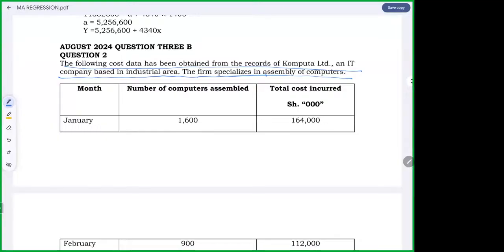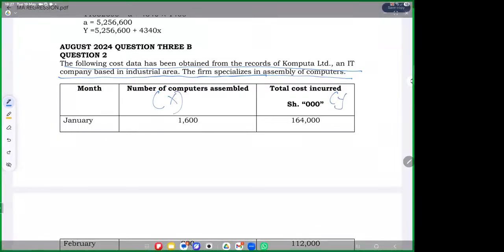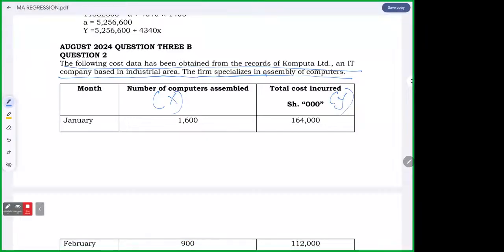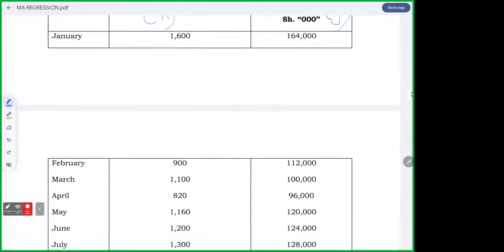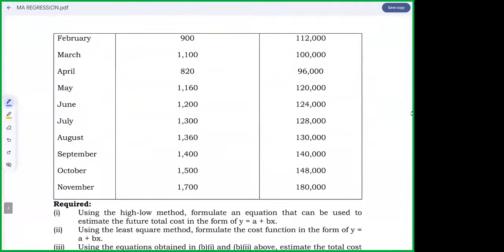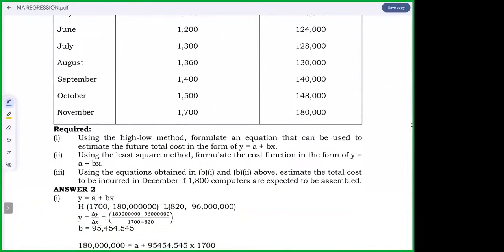So, of course, the number of computers assembled will be X. This one here will be Y, like that. So they've given us all this. Using the high-low method, formulate an equation that can be used to estimate the future total cost in the form of Y equals A plus BX.